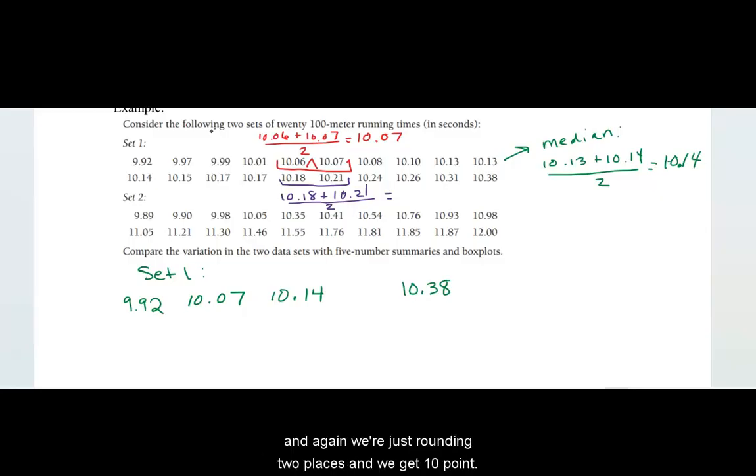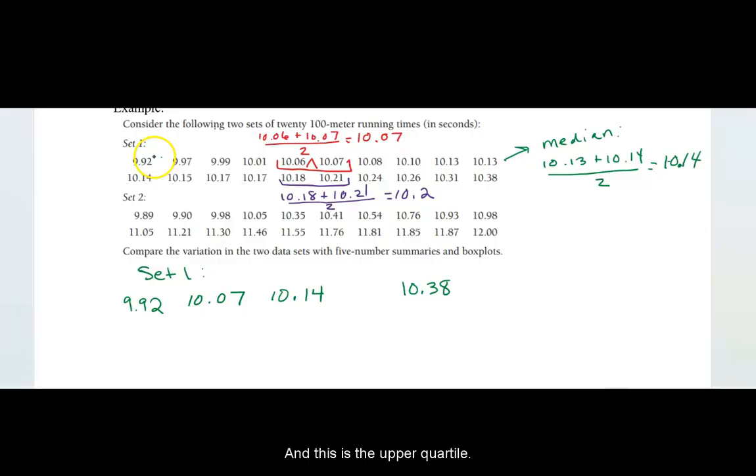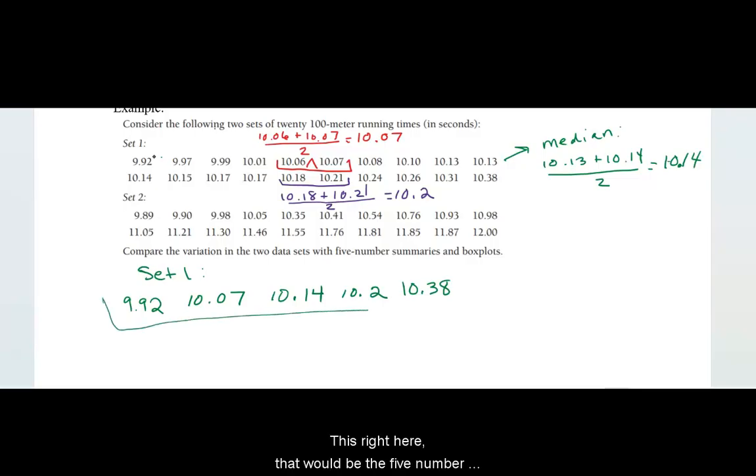And again, we're just rounding 2 places. And we get 10. Well, actually, that's going to round up because on my calculator it'd be 10.19. So it'd be 10.2 if I'm rounding. Then that means I go back to my 5-number summary, and this is the upper quartile, the median of the upper half. So that would be the 10.2. This right here, that would be the 5-number summary of set 1.